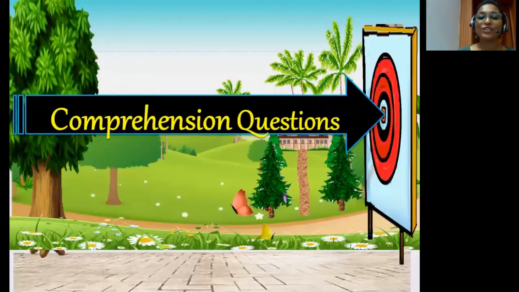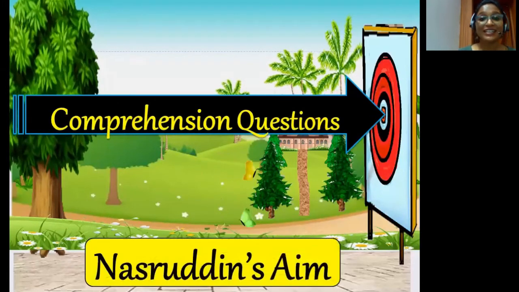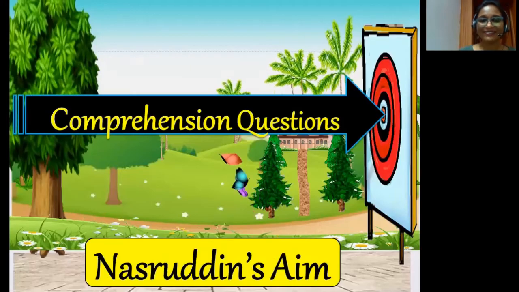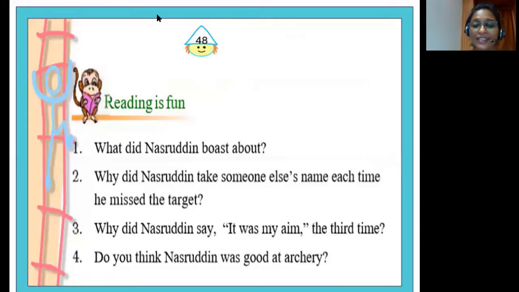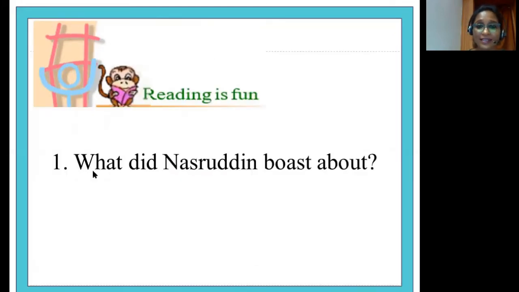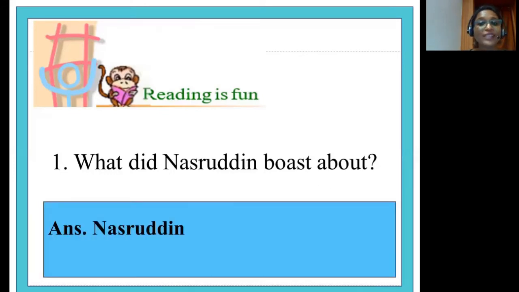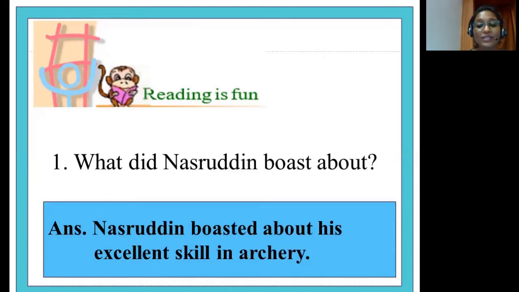Let's now check out the comprehension questions from the lesson Nasruddin's Aim. Okay? Right. In page number 48, you will find the comprehension exercises included under the heading Reading is Fun. So there are 4 questions that are included in this section, children. Let's discuss them one by one. The first question we have here is, what did Nasruddin boast about? For this question, we can frame the answer. Nasruddin boasted about his excellent skill in archery. So what did Nasruddin boast about, children?